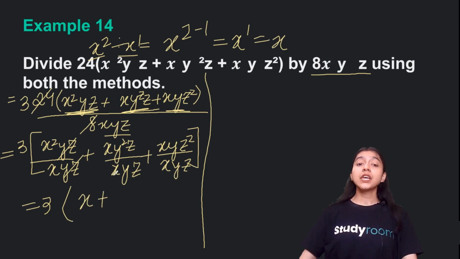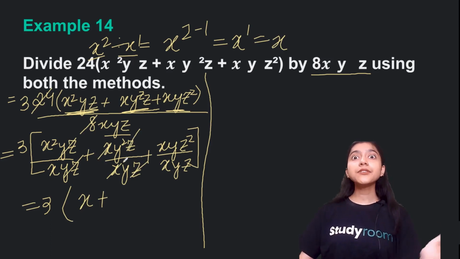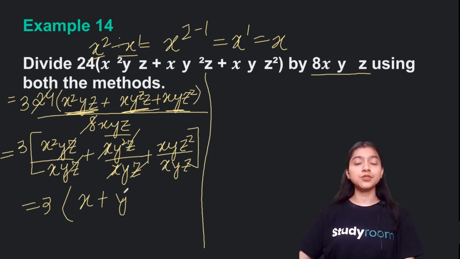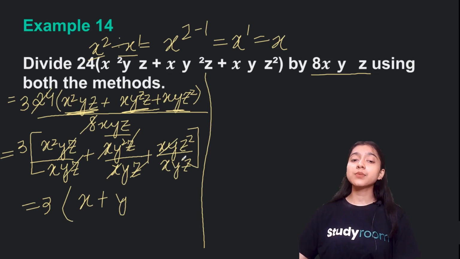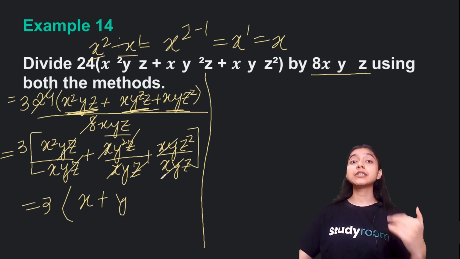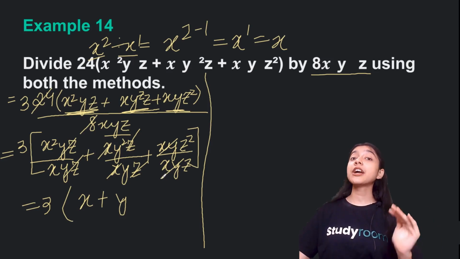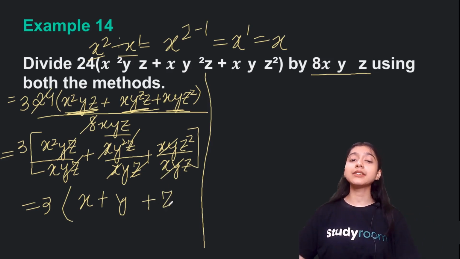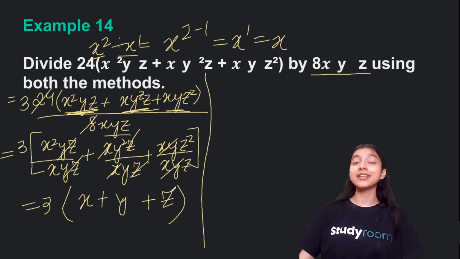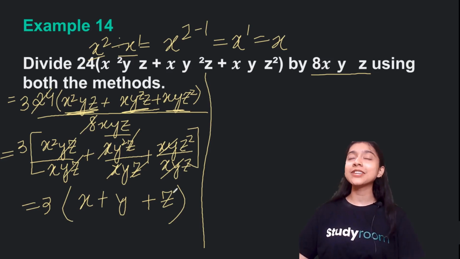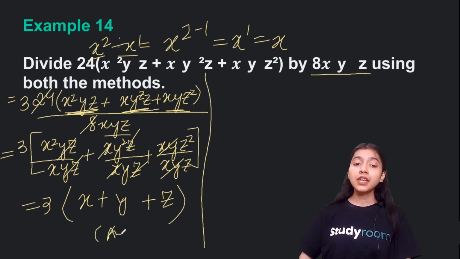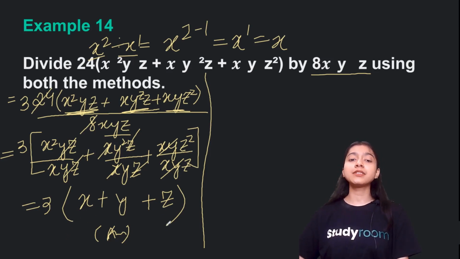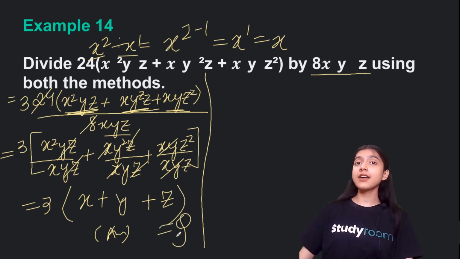In a similar way, this x will get cancelled out with this x, z gets cancelled out with this z. y square divided by y will give us y, because when bases are same and they are divided, powers will be subtracted. Similarly, in this third term, xy will get cancelled out. We will be left with z square divided by z. z square divided by z will give us z, because when bases are same and they are divided, powers are subtracted: z to the power of 2 minus 1, which ultimately gives us z. So this will be our answer, that is 3 multiplied with x plus y plus z. You can call it the quotient or answer as you wish.